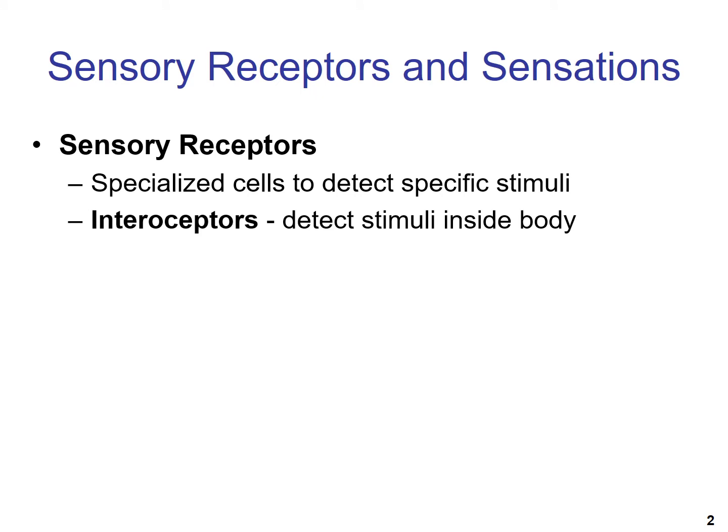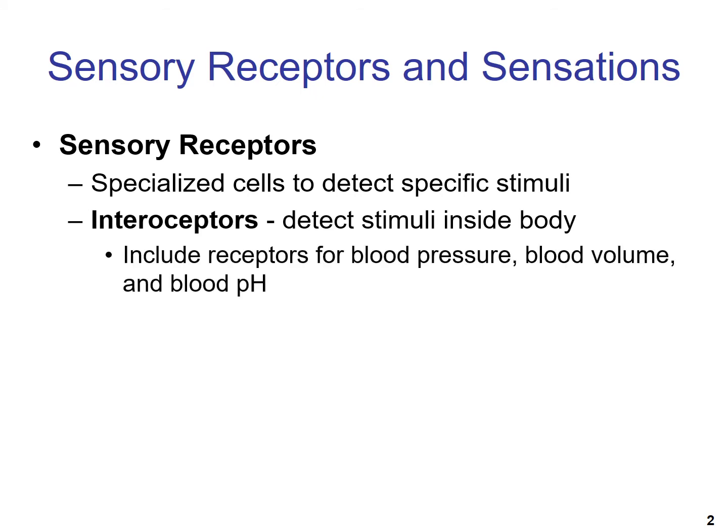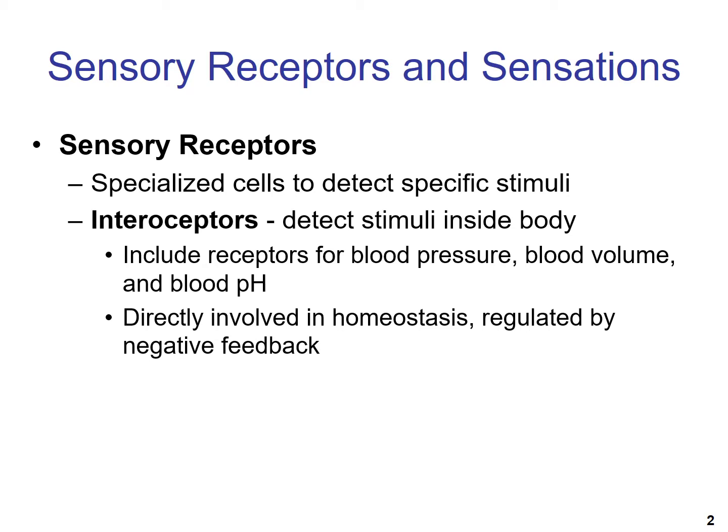So these will include interoceptors, which detect stimuli inside the body, and these include receptors that will detect your blood pressure, your blood volume, and the pH of your bloodstream. These are actually involved in homeostasis. So how do you regulate conditions within your body? You have to first be able to detect conditions within your body in order to be able to regulate them. Now these get regulated by negative feedback.